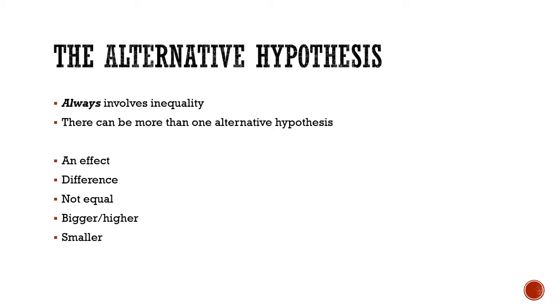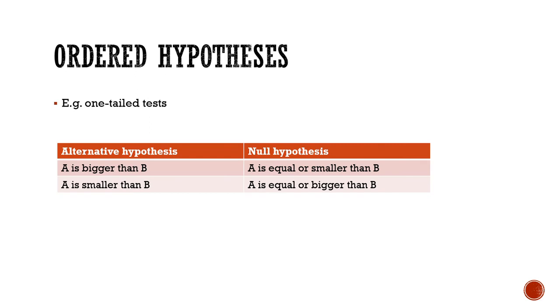In the last few cases, the alternative hypothesis has a direction, so it's bigger, not smaller, and it's smaller, not bigger. And in these cases, this is one exception to the rule of equality for the null hypothesis, of which there can only ever be one per research question. That's also something to note. For example, with a one-tailed test, the alternative hypothesis will be A is bigger or smaller than B, and the null hypothesis will be A is equal or smaller than B.